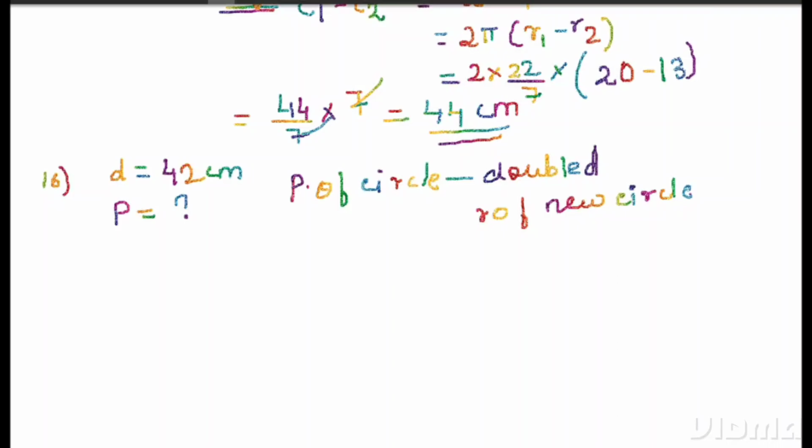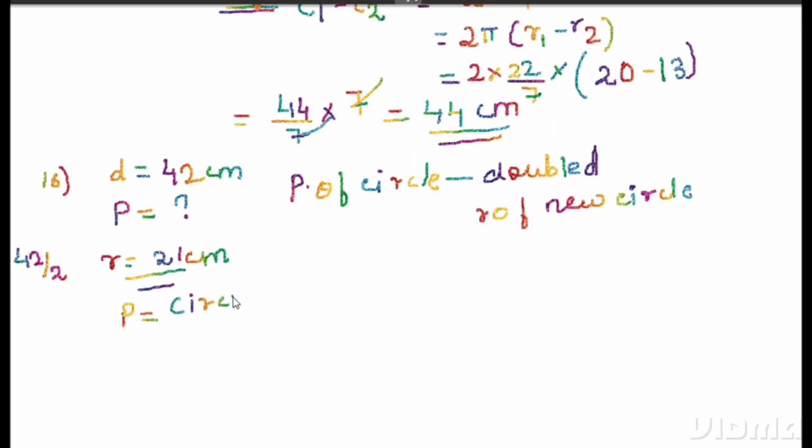What can we do here? This is also simple. They have given you the diameter. If the diameter is 42 centimeter, can I write that the radius will be 21 centimeter? Because that is nothing but 42 divided by 2. As I told you, just like we say perimeter in square and rectangle, we have circumference in circle. But since here they have mentioned perimeter, it is nothing but circumference itself.